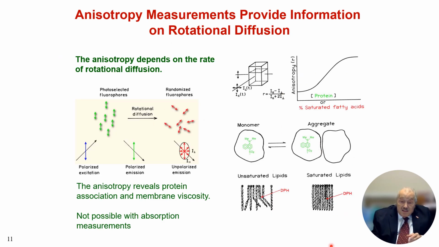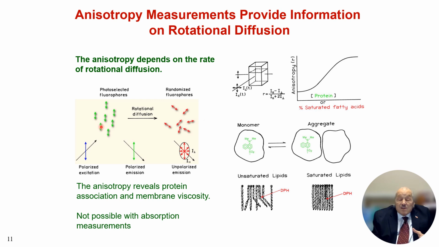Why do we like anisotropy measurements? We like them because they provide information on rotational diffusion. And that's about how it's used all the time, but that can give you a lot of interesting biochemical results. So anisotropy depends on the rate of diffusion. If the rate of diffusion is very fast, basically before the molecules emit, they have randomized, and the emission is occurring in all directions. So the anisotropy that you see is very low.